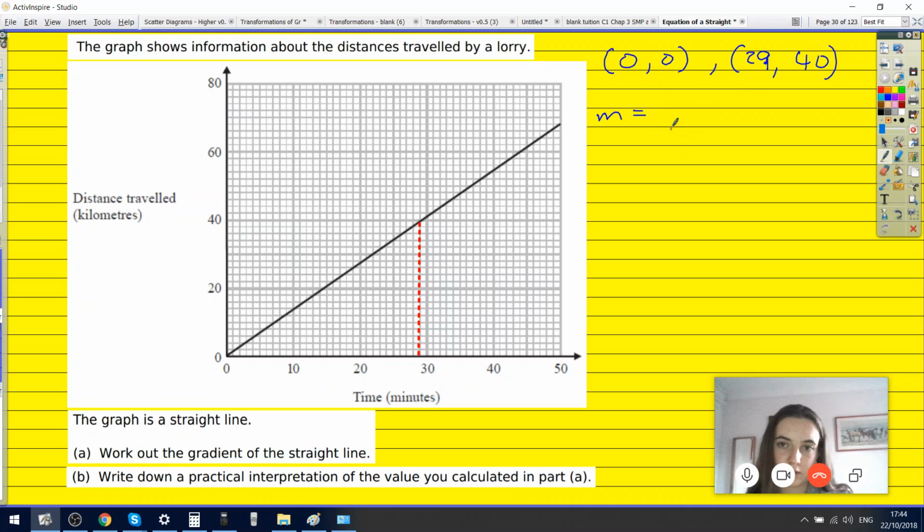What's the formula? Or in general, what is gradient? y2 minus y1. Okay, so the y's are on top? Yeah, so change in y over change in x. And so gradient is 40 over 29. Yeah, you had it the other way around. Okay, calculator. What is that as a decimal? Uh, 1.4. Okay, and give a part B.